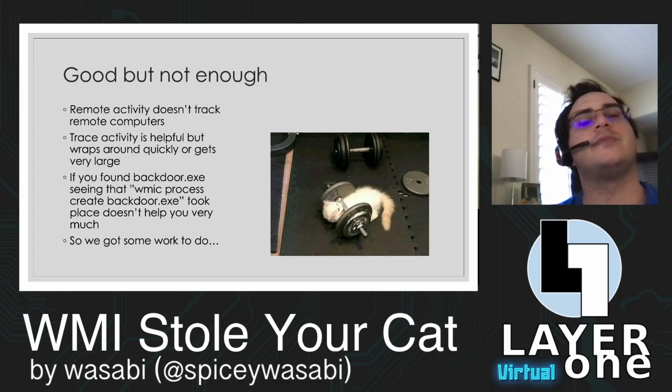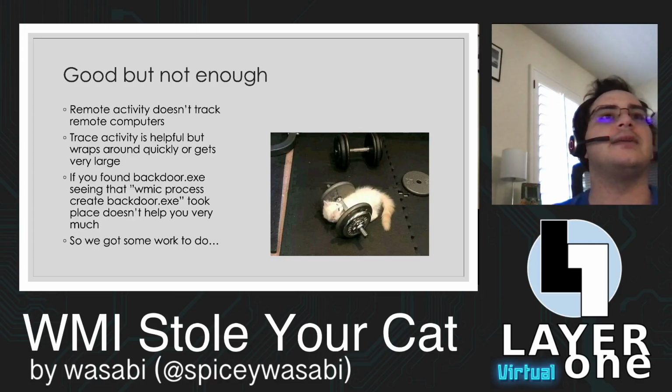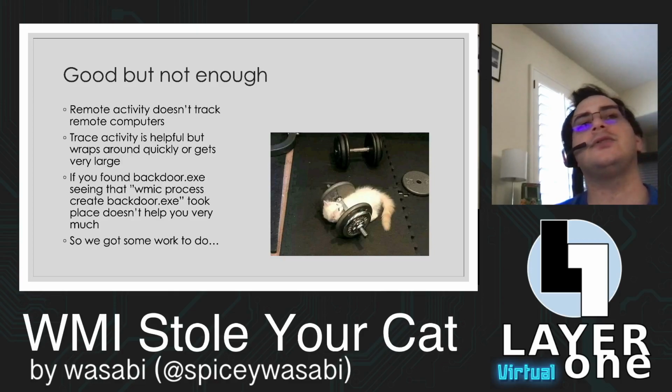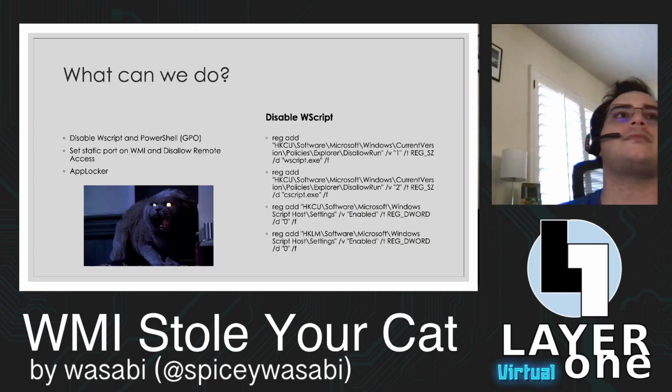The trace activity is helpful, but it wraps around very quickly unless you set it larger, and then that becomes unwieldy. If you find a backdoor, such as create backdoor.exe, you may see that it triggered, and you may see the user that happens, but it doesn't tell you where it came from if the user was on the system. Other forensic artifacts may, but if it's a fully remote attack, you have some more work to do.